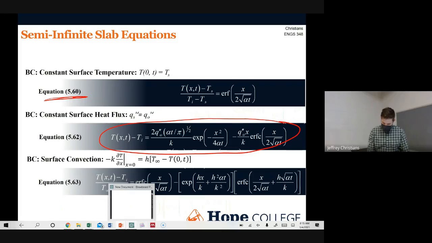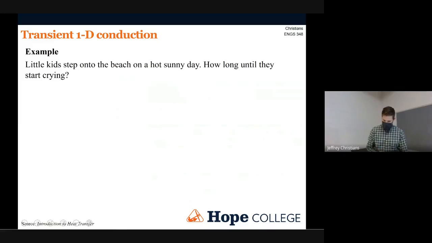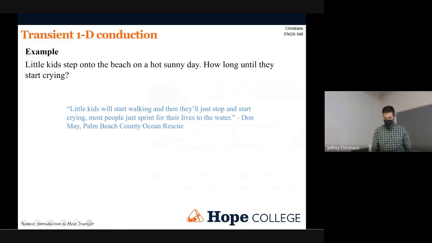So what we did last time was this problem, right? We had a little kid step on the beach. How long till you start crying? Or how long till I start crying? Right, here's a quote from Don May. It's just true. I don't know if that's a real quote, but I believe that Don May might be a real person. It's at least possibly a real quote. So this is a problem that we solved. We were looking at your foot when you step on a beach.